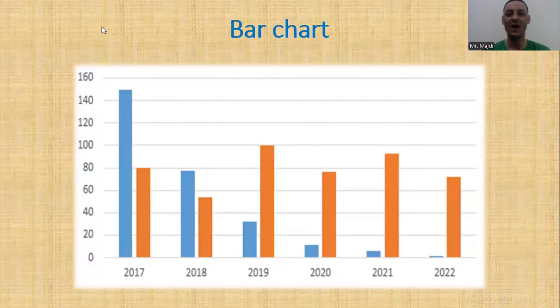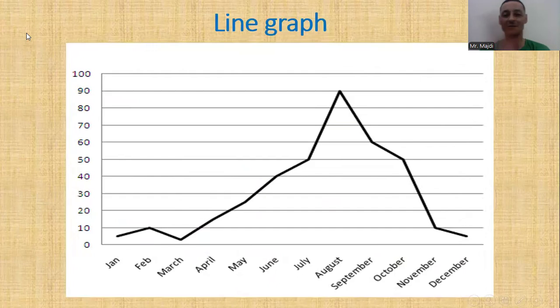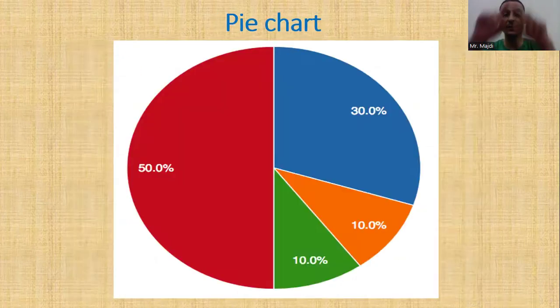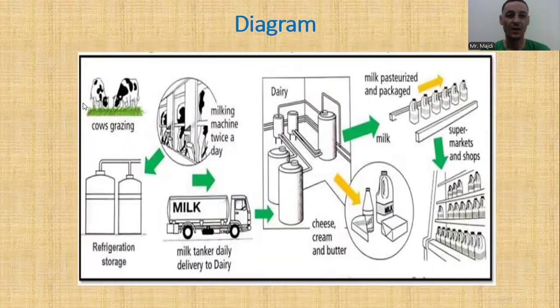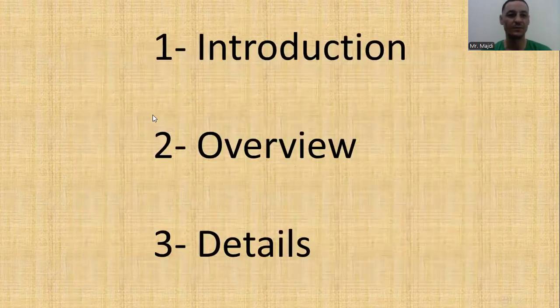So what are the types of graphs or charts? First one is bar chart. Okay, it's called bar because it looks like a bar. Second, line. It's a line, that's simple. Pie, it looks like a pie chart. You have the diagram when you talk about a process, and you have table. So I'm going to dedicate a special session to talk about table.